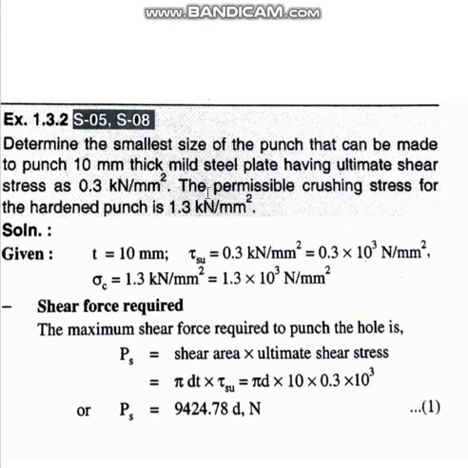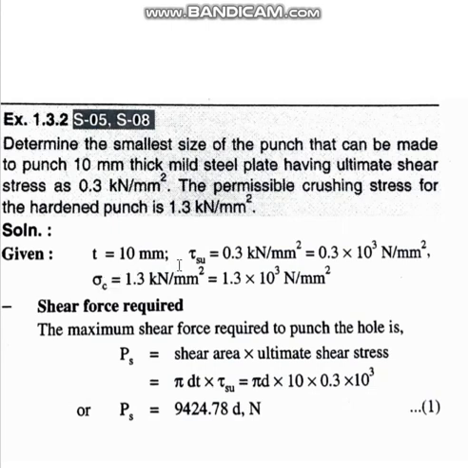Now another stress is given here, the permissible crushing stress. For which material? This is for the punch material. This is not for the plate. This is for the plate and this is for the punch. So what is crushing stress? Crushing stress is sigma c.